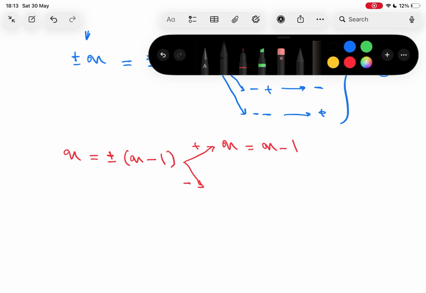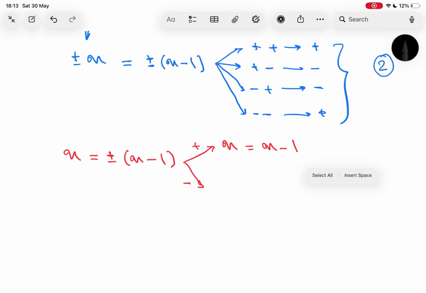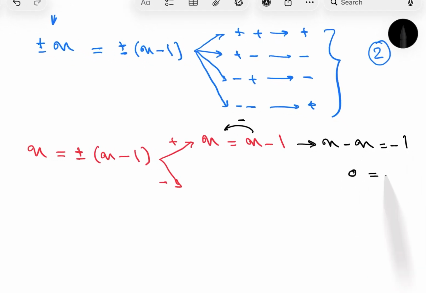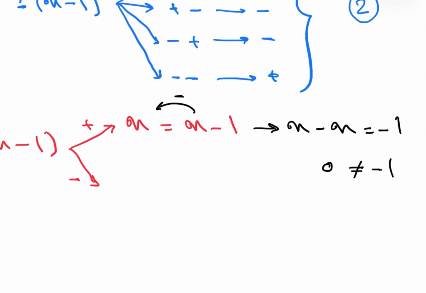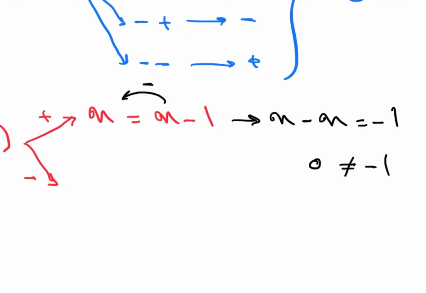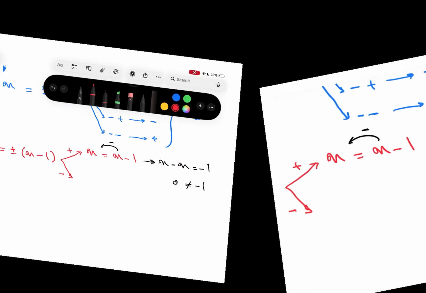Now, let's solve it. In mathematics, when we move a term like a number or variable from one side to the opposite side, its sign reverses. So, if we move x from the right-hand side of the equation to the left-hand side, its sign will be negative. Therefore, we get x minus x equals negative 1. That gives us 0 equals negative 1. But this is impossible. So, this case gives us no solution. Now we go to the second case.